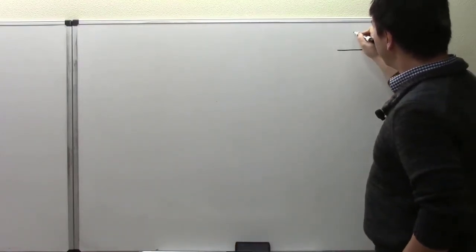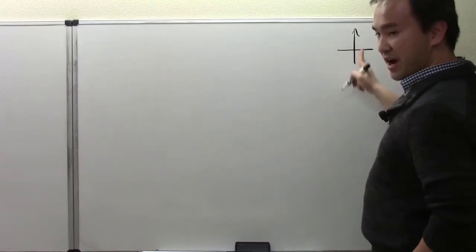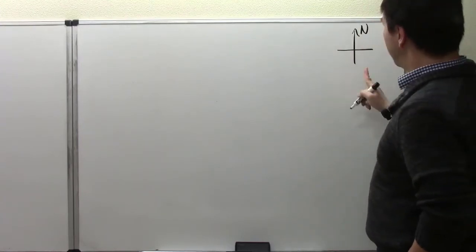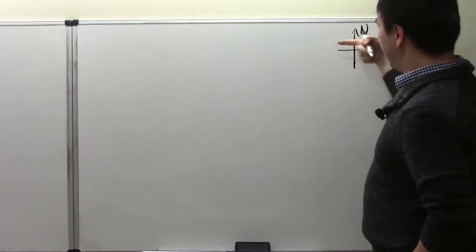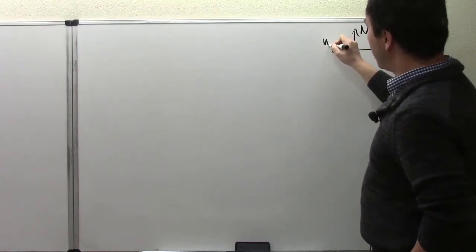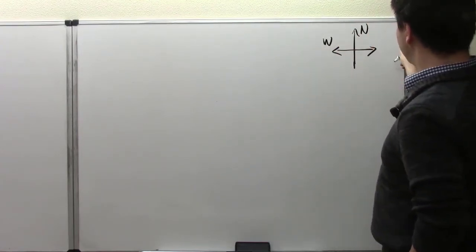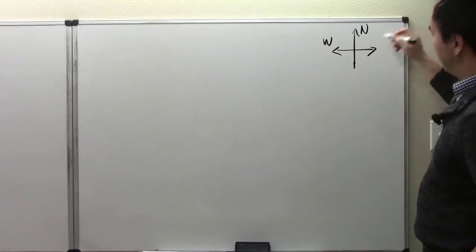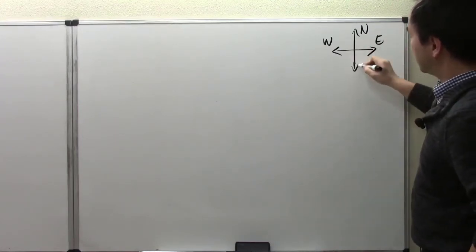Let me draw a picture like this. Think about the compass right here. That's way up on my board is north. And if that is north, then heading this way is west. And heading this way over here to the right on my hand is east. And so south is down here.